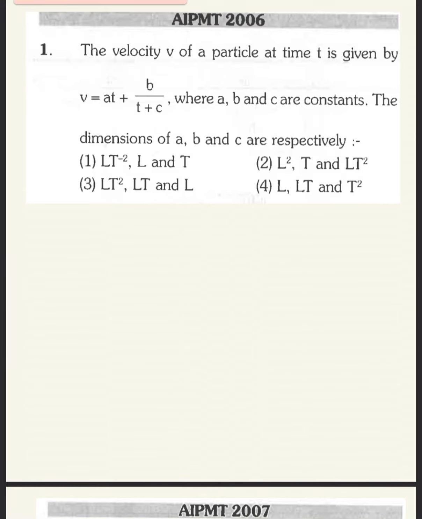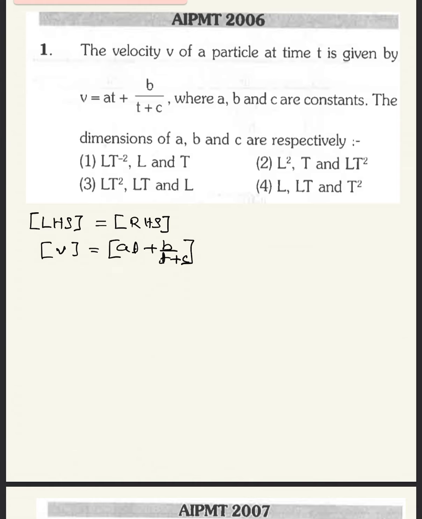We will solve this question using the principle of homogeneity of dimensions. And what does it say? It says that the dimension formula on the left hand side of the equation should be equal to the dimension formula on the right hand side of the equation. That is, the dimensions of physical quantities on the left hand side are equal to the dimensions of physical quantities on the right hand side. That means the dimension of velocity must be equal to the dimension of at plus this whole thing.